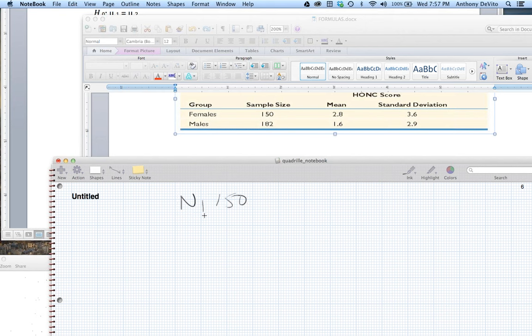N1 is 150, N2 is 182. Actually, I'll use F and M. X bar F is 2.8. X bar M is 1.6. SF is 3.6, and SM, the standard deviation for males, is 2.9.